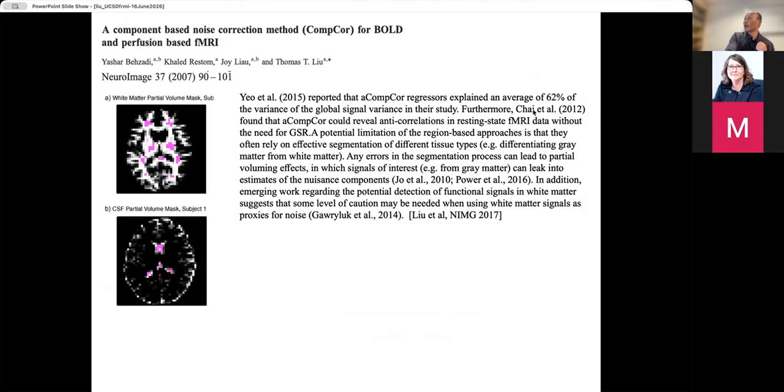But then in 2012, that's the Conn group, they published their CompCor paper, showing that CompCor could have these nice effects, and somehow avoid the issues of global signal regression.